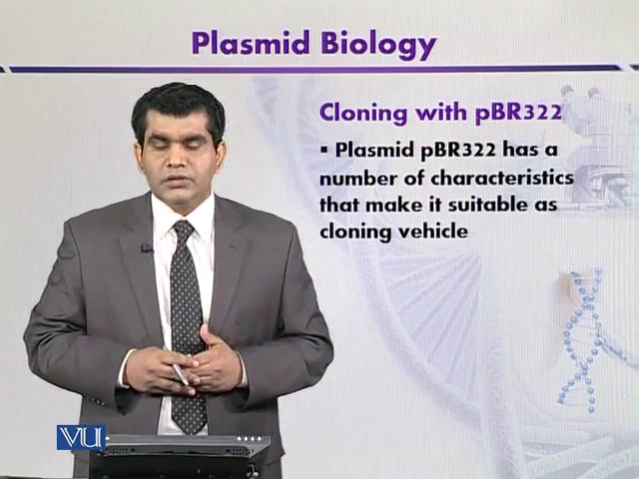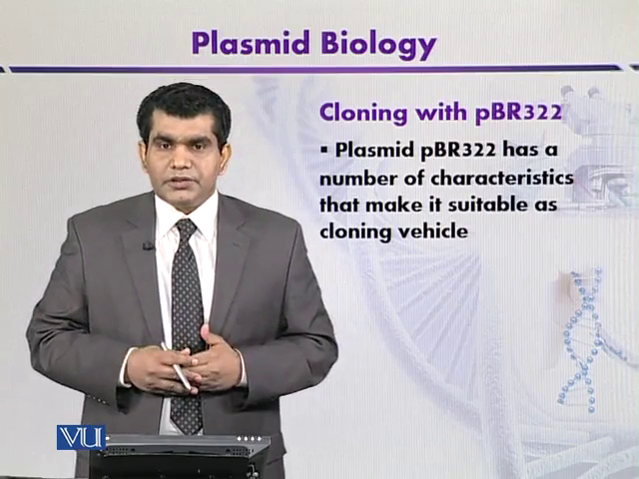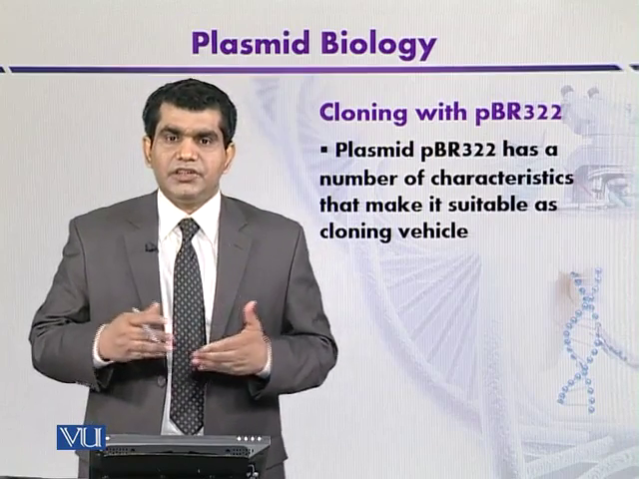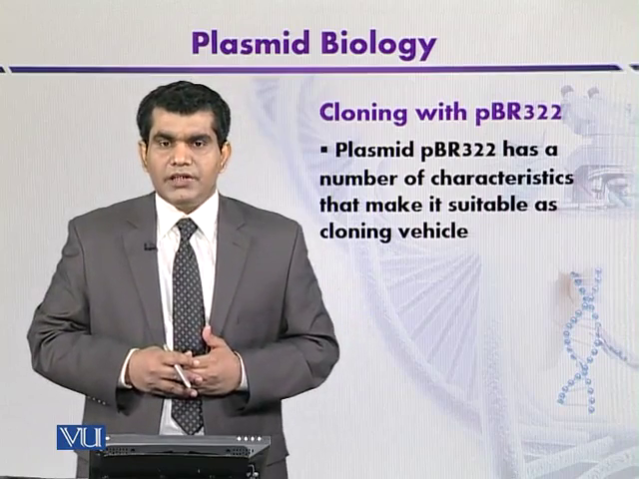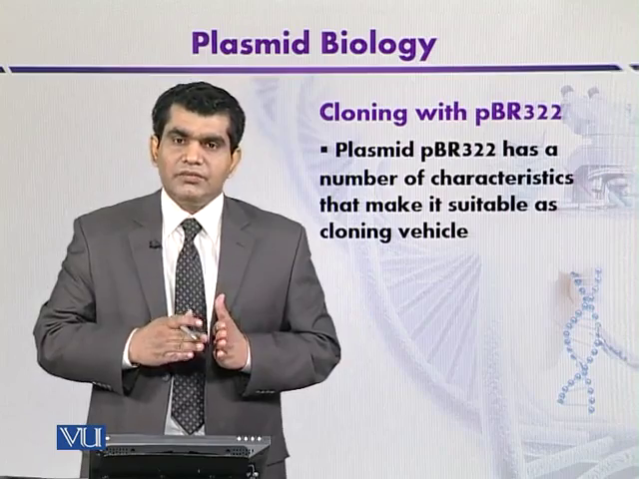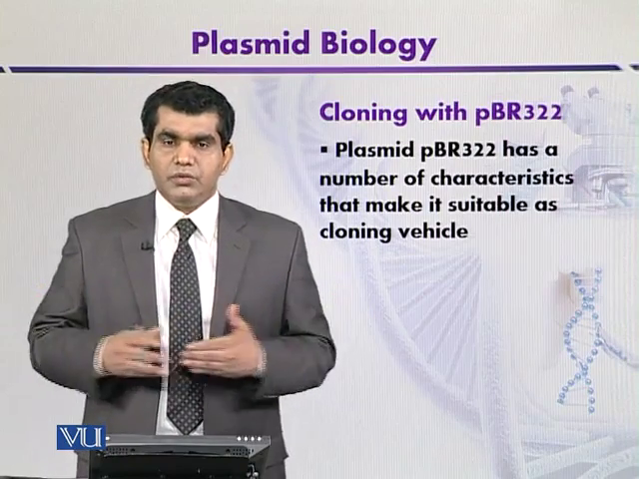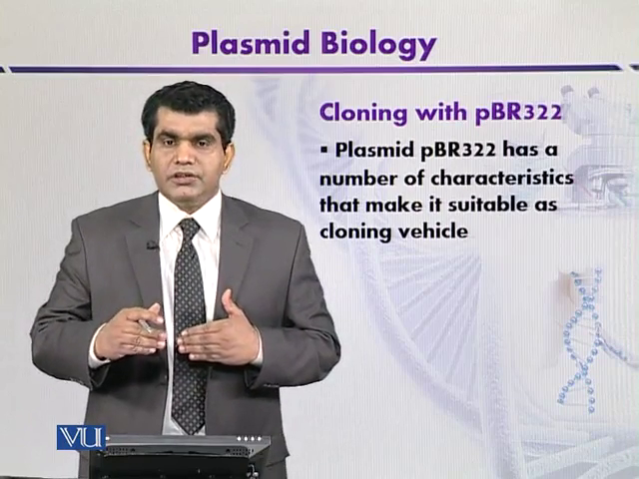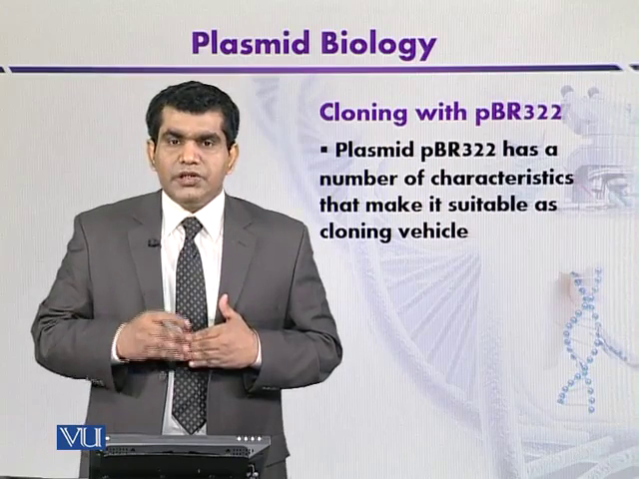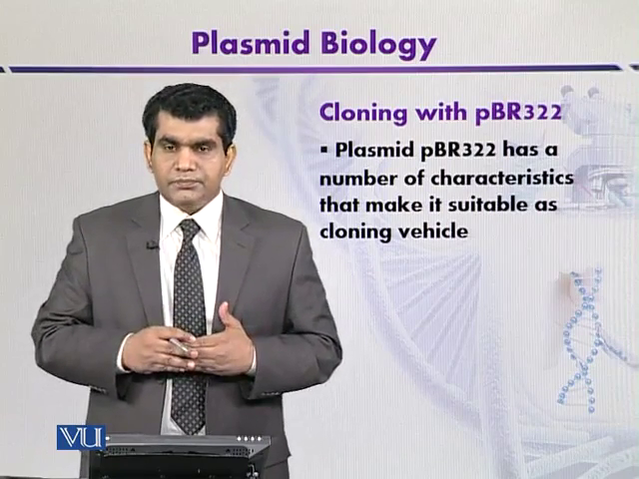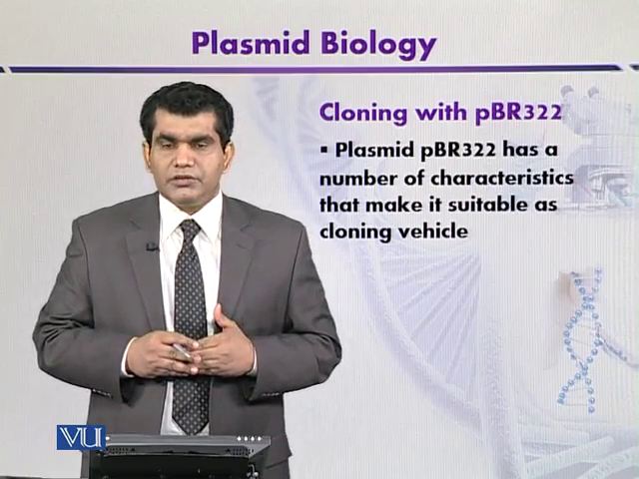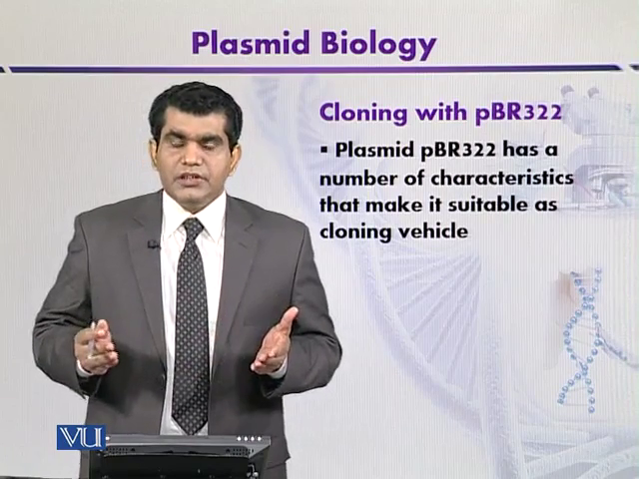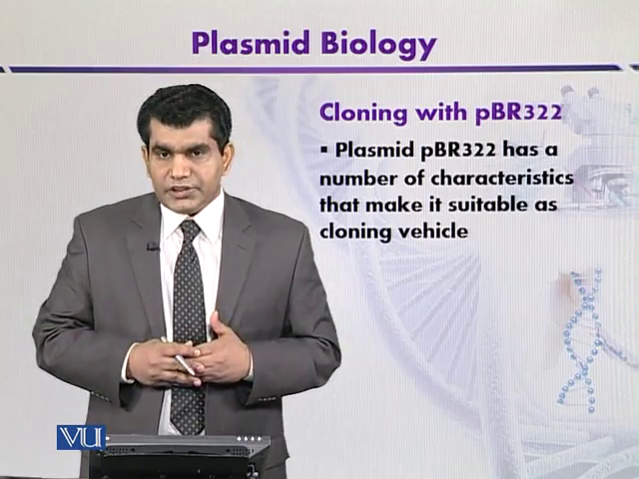And moreover, some selectable markers in the form of ampicillin resistance and tetracycline resistance are also available. And additionally, single sites for different types of restriction endonucleases. So all these traits are highly desirable and are present in pBR322, so it can be used as a cloning vector. And later on, after transformation, the recombinants can be screened on the basis of ampicillin or tetracycline resistance.